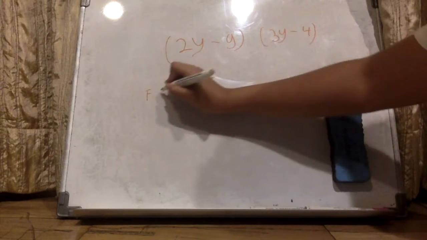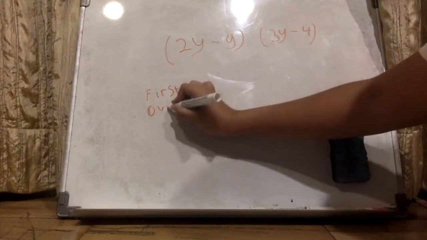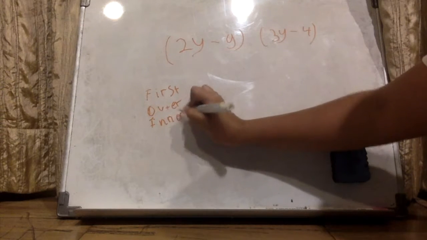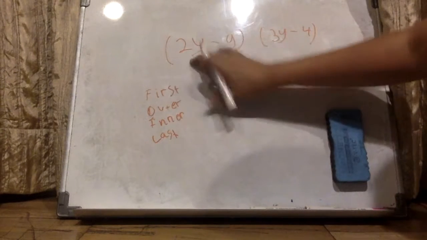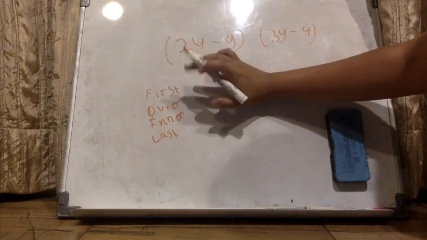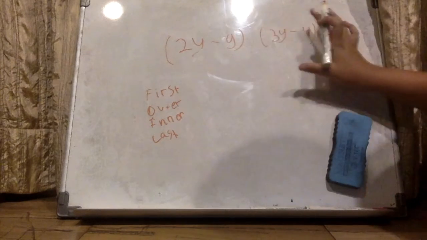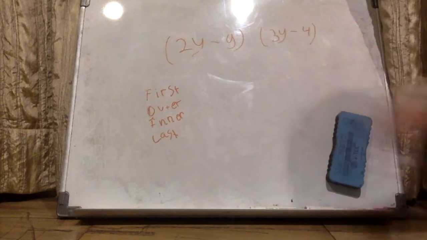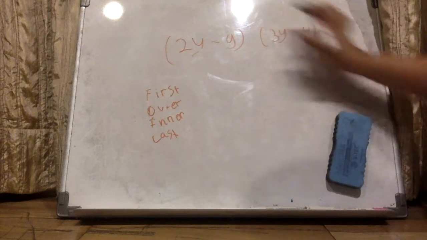So first, outer, inner, and last. What it means is the first is going to be these both because it's first in the bracket, and outer is going to be, of course, 2y and negative 4 because it's far, and inner is going to be negative 9 and 3y because they're close to each other, and last is going to be, of course, negative 9 and negative 4 because they're the last numbers in the bracket.